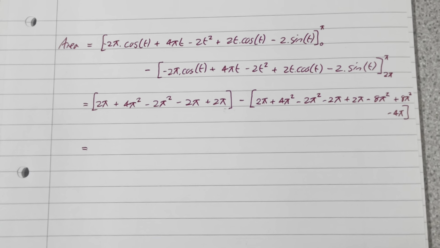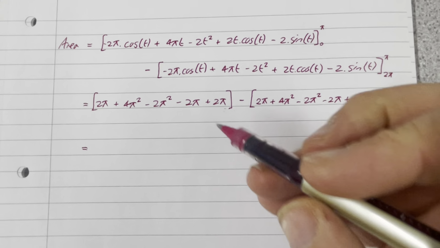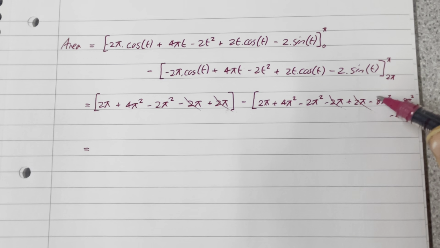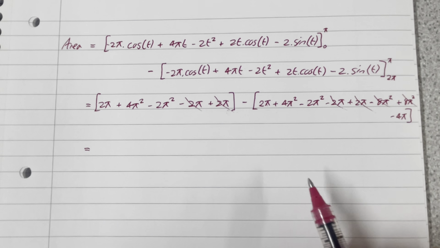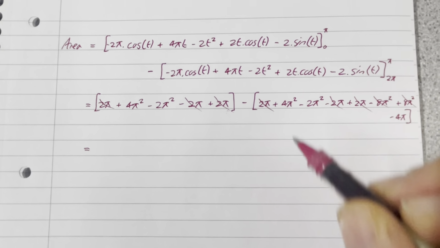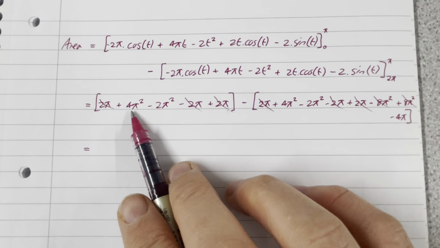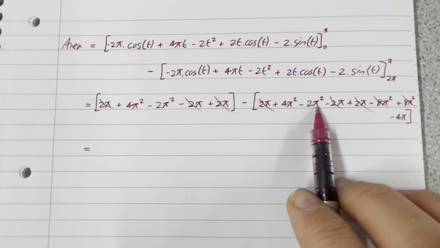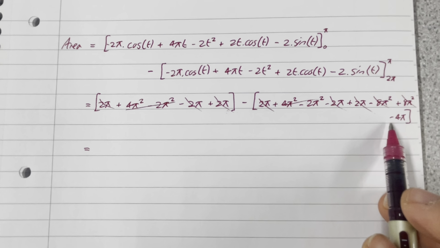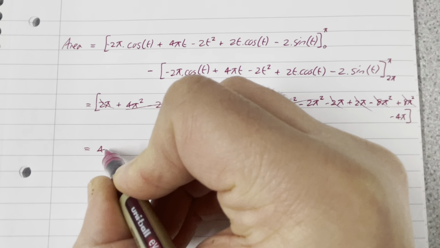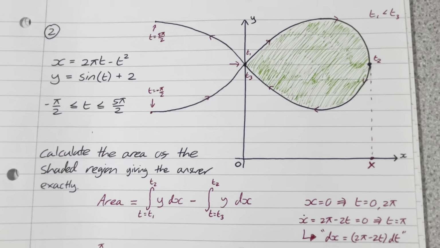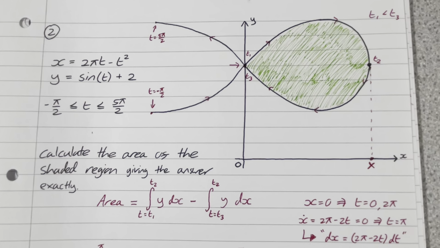Everything's got either a pi or a pi squared, so I can cancel some things. So that cancels with that, that cancels with that, that cancels with that. 2 pi minus 2 pi, they cancel out. Here I've got 2 pi squared, here I've got 2 pi squared, but I'm minusing it, so actually those cancel out. So I'm only left with 4 pi. And that's the answer, 4 pi. The area between those two curves is exactly 4 pi.